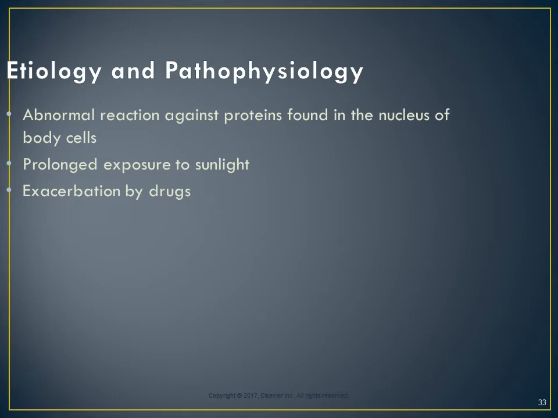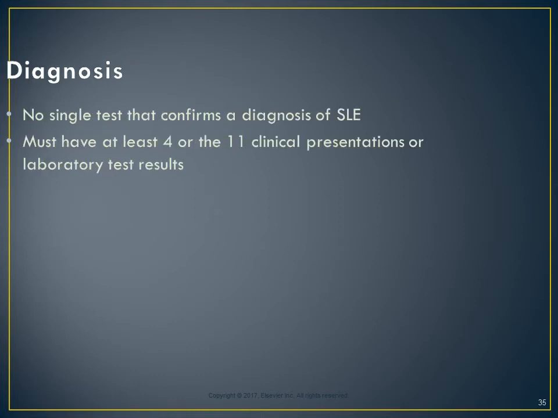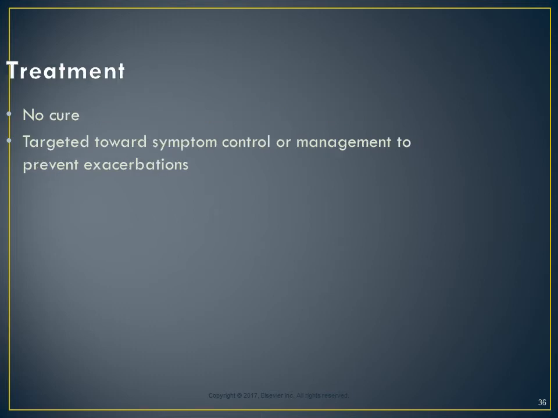Etiology and pathophysiology: abnormal reaction against proteins found in the nucleus of body cells. Prolonged exposure to sunlight makes it worse, and exacerbation by drugs. All body systems can be affected, and weakness is a hallmark of SLE. You can see figure 11-3 on page 234 and figure 11-4 on page 234. No single test by itself confirms a diagnosis of SLE. You must have at least 4 of the 11 clinical presentations or lab test results. There is no cure. Treatment is targeted toward symptom control and management to prevent exacerbations.